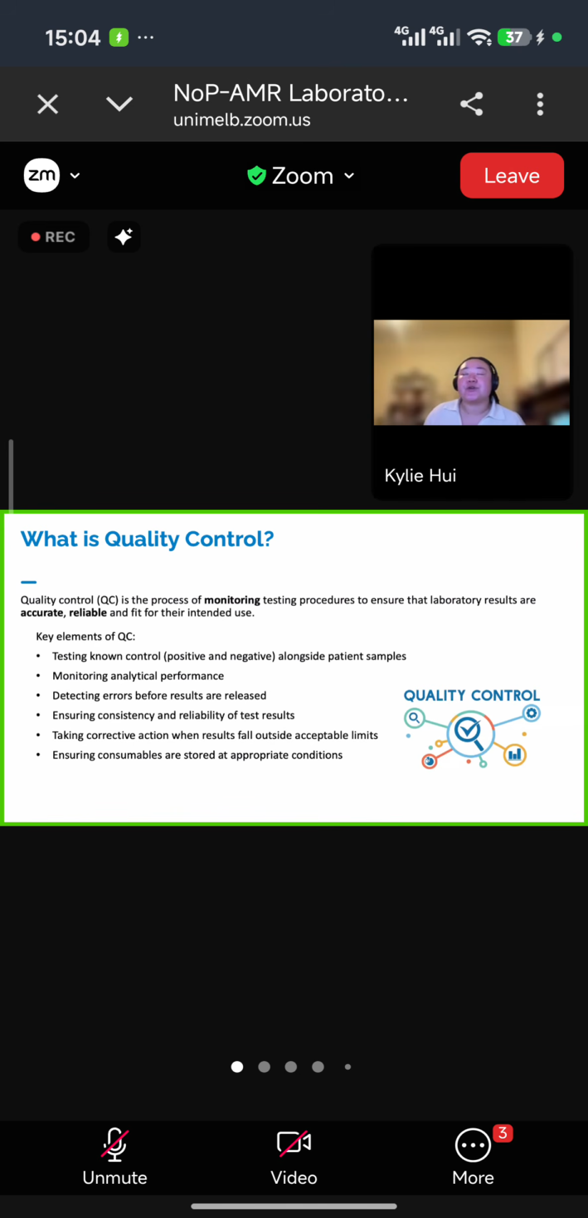So what is quality control? Quality control is the process of monitoring testing procedures to ensure that the laboratory results are accurate, reliable, and fit for the intended use.